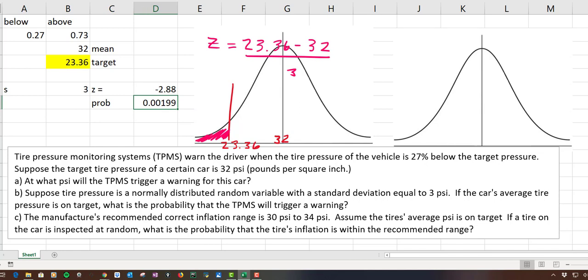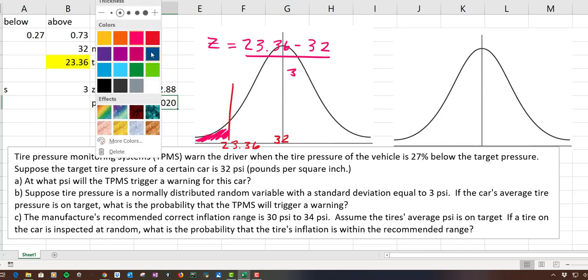Now, on this assignment, they want you to round this to 4 decimal places, so I just changed the decimal places, rounded to 0.0020. All right, so that is part B. Here it says the manufacturer's recommended correct inflation range is between 30 and 34. I want to know, if they randomly pick a tire, what's the probability it would be in that range.